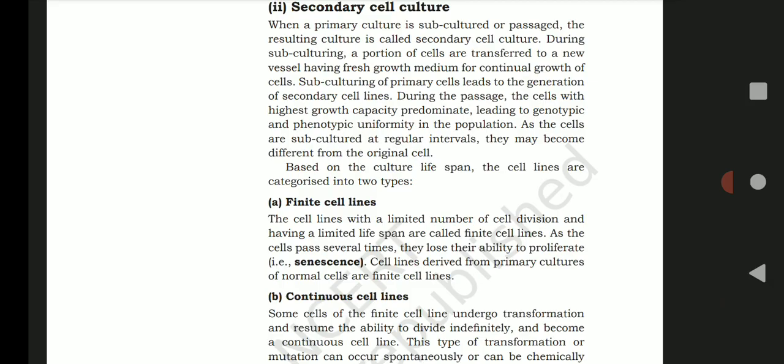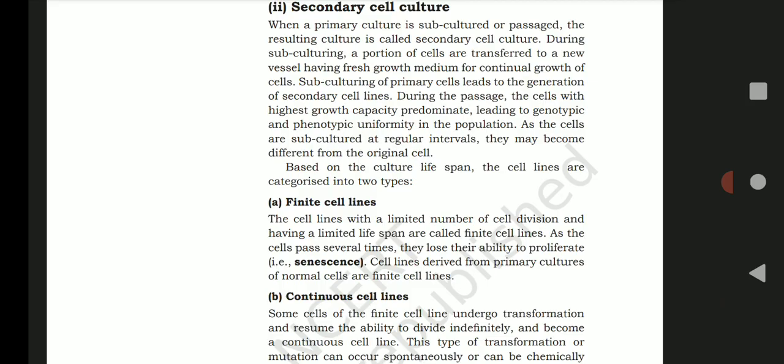The cell lines with a limited number of cells undergoing cell division and having a limited span of time are called finite cell lines. That is, non-proliferative. After a period of time, they cannot proliferate. They reach the senescent stage or G0 stage in the case of the cells. We call it finite cell lines.